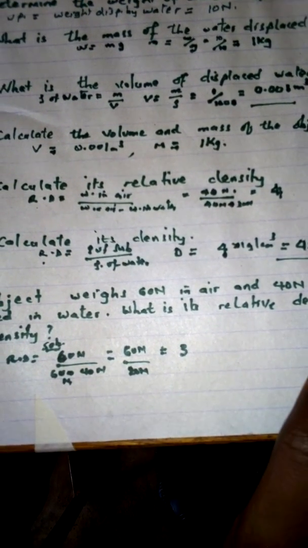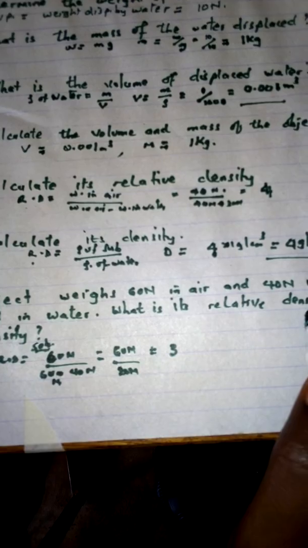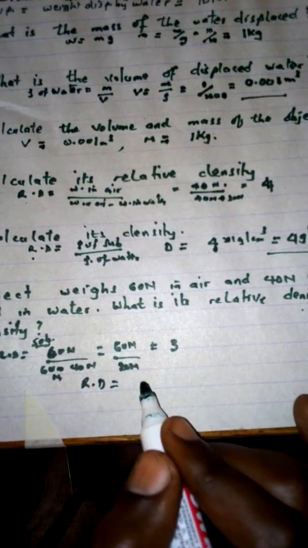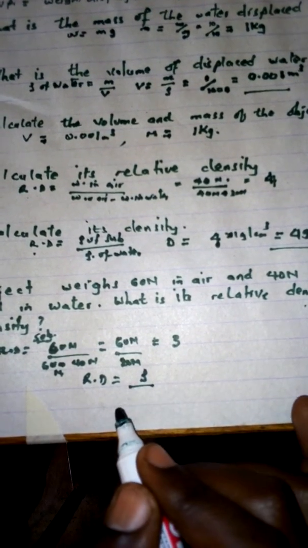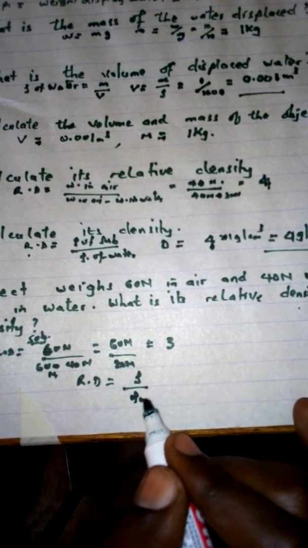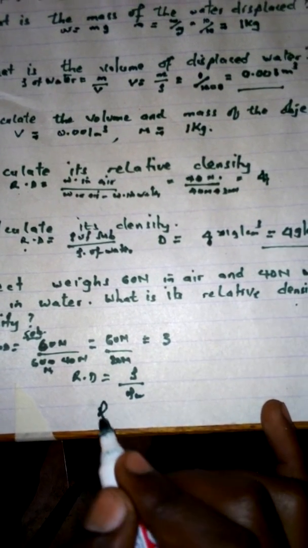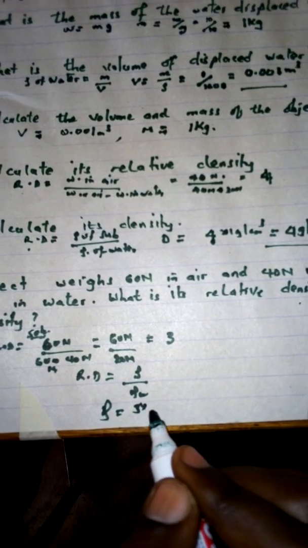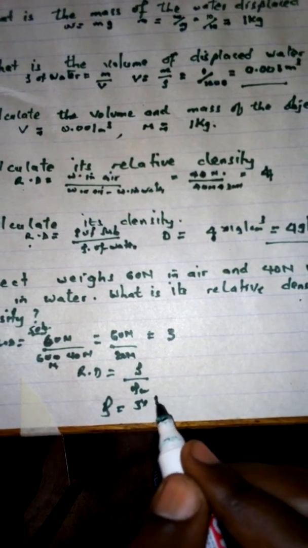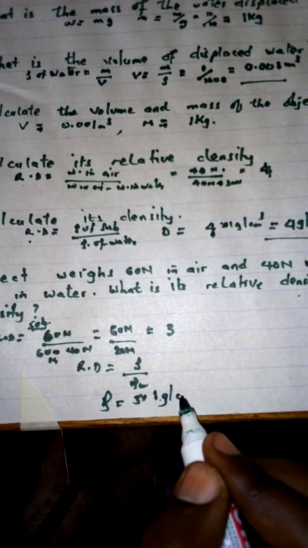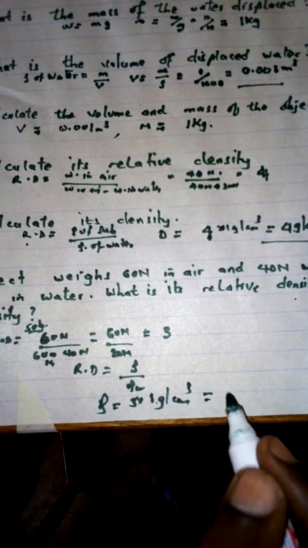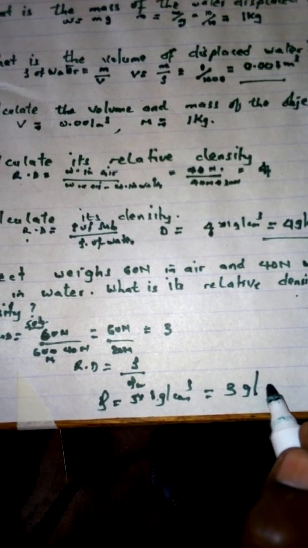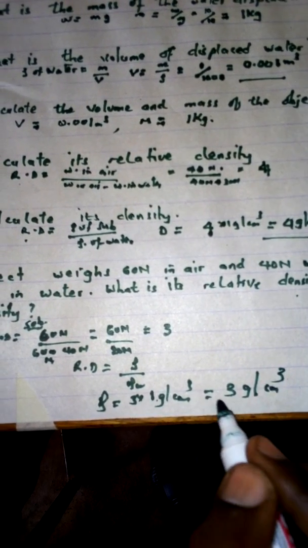Now you can also calculate the density, because you have the relative density, and you understand that relative density is equal to the density of substance over the density of water. So now the density of the substance will be equal to the relative density, which is 3, times the density of water, for which we can use 1 gram per centimeter cubed. So the answer there will be 3 gram per cubic centimeter.